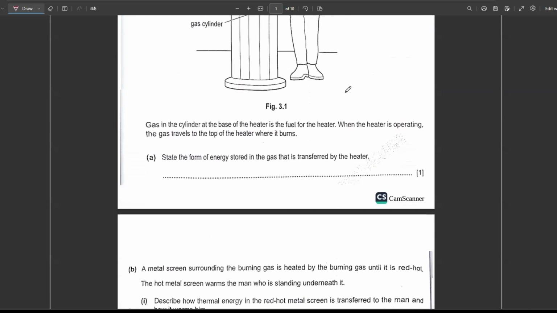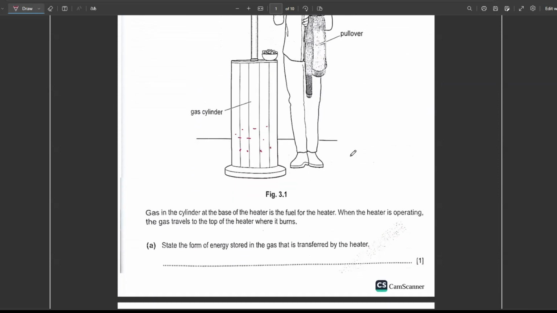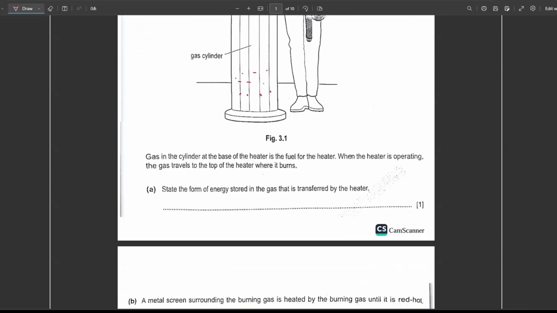Gas in the cylinder at the base of the heater is the fuel for the heater. When the heater is operating, the gas travels to the top of the heater where it burns. State the form of energy stored in the gas that is transferred by the heater. Chemical energy. Okay, let's further move ahead.